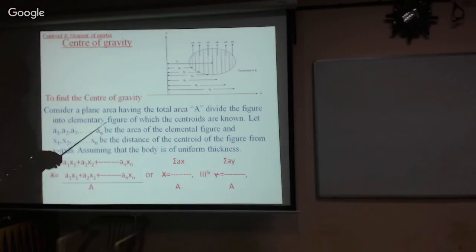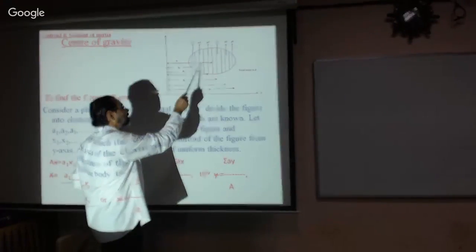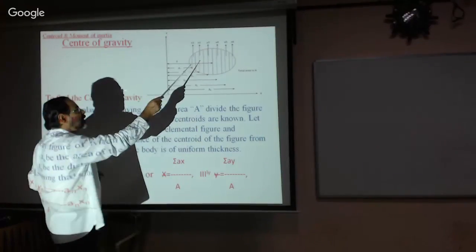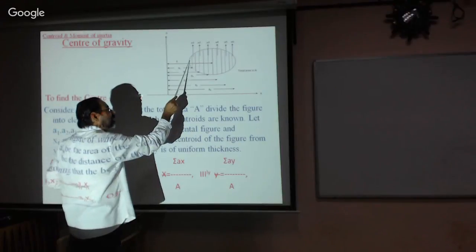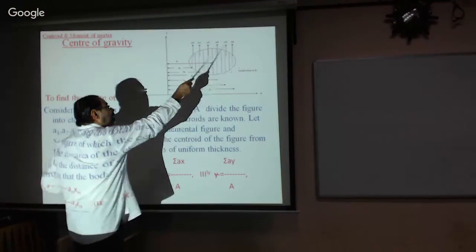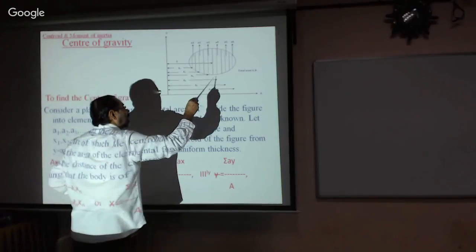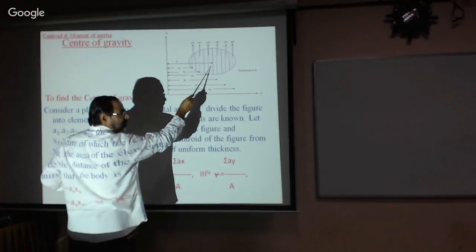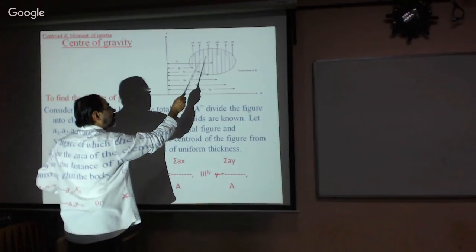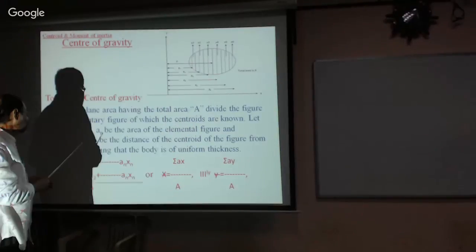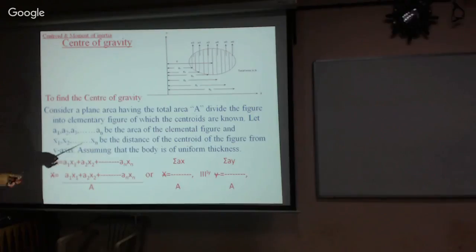Each strip has a centroid, and the entire figure also has one centroid. Therefore, the sum of the moment of area of each strip is equal to the moment of area of the entire figure. Here x bar is the centroid of this figure; from here to here it is x bar. So you sum up the moment of area of all these strips, A1, A2, A3, etc., and equate it to x bar into the total area.